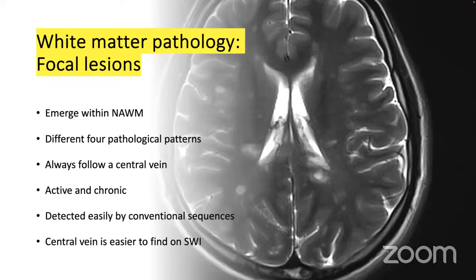And they can be active and chronic. I think this is something we're all aware of. And what is really important is that they are diagnostic. We are able to see these focal lesions in the MRI scans, and we are able to see the central vein with a high field scanner and susceptibility weighted scan.